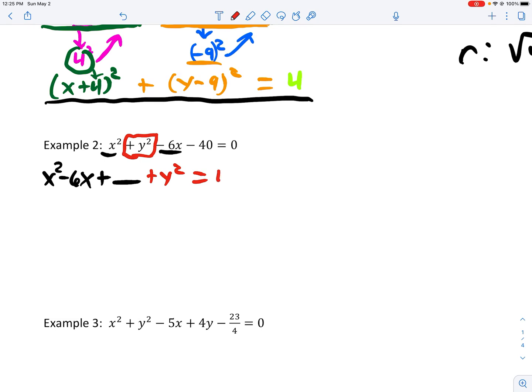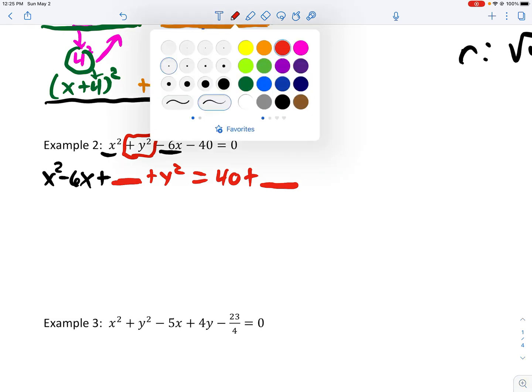And then I'm going to add 40 over. So now I'm only adding one number to the left, so I'm only going to add one number to the right. So if you don't have x's or y's, you only have a y squared or an x squared, that means it hasn't been shifted. So you just have the y squared. So in this case, I only have to complete the square once.